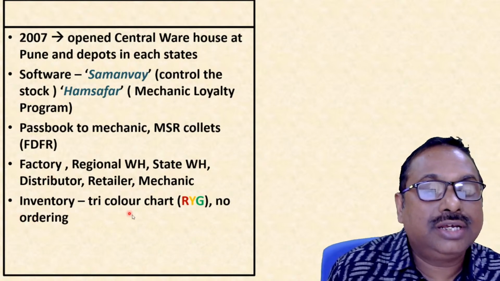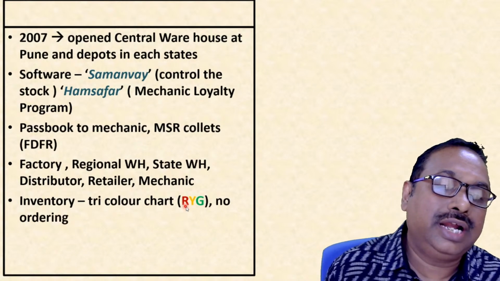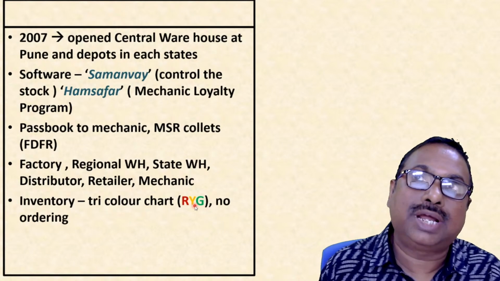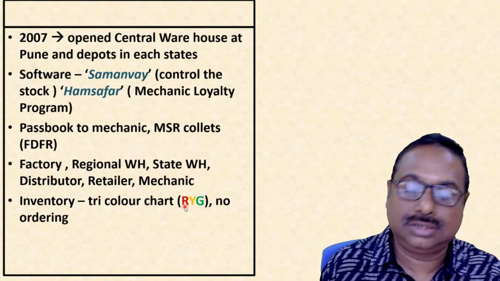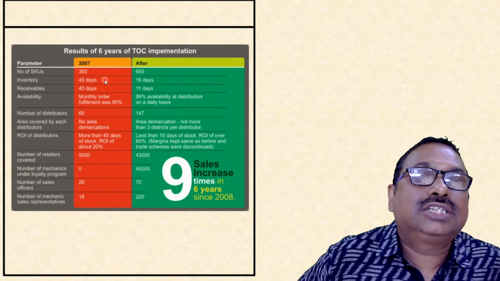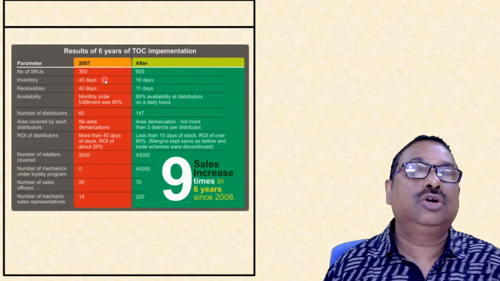For inventory, you have tricolor inventory: red, yellow, green. When the inventory comes to yellow, you supply the material. Red means you supply urgently. So these are the results of 6 years of theory of constraints.